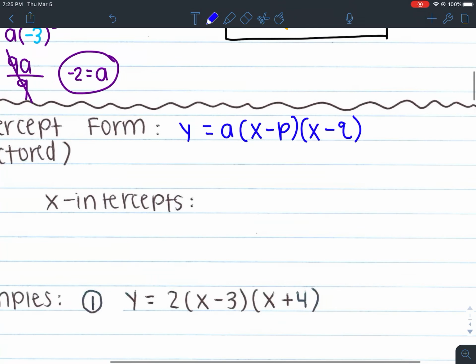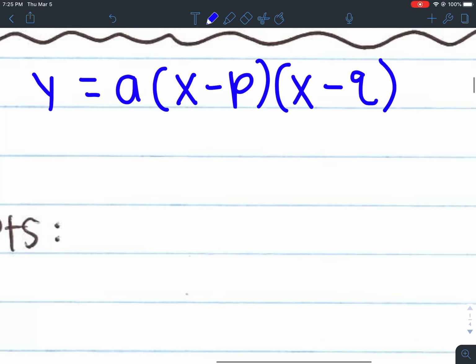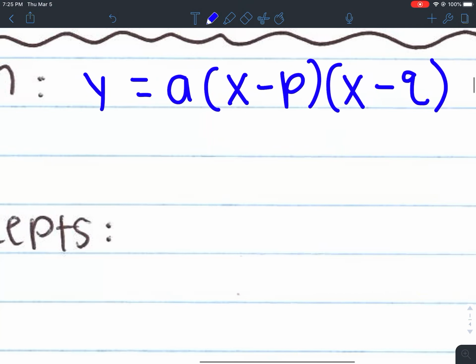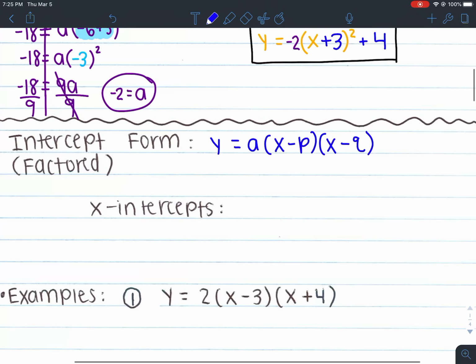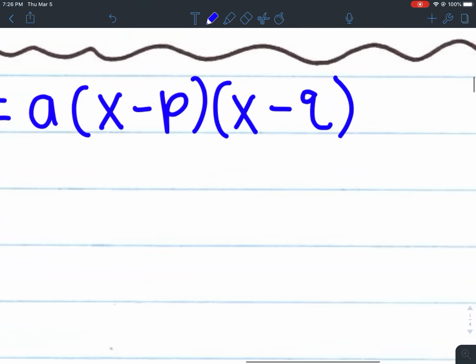All right, so why is it called factored form? Well, it kind of looks like factors, right? This kind of looks like your GCF, this kind of looks like one of your factors, and the other one looks like a factor. But it's also known as intercept form. And the reason why it's called intercept form is because it gives us the x-intercepts. Now, how do I know it's the x-intercepts and not the y-intercepts? Well, in your parentheses, what variable do you have?